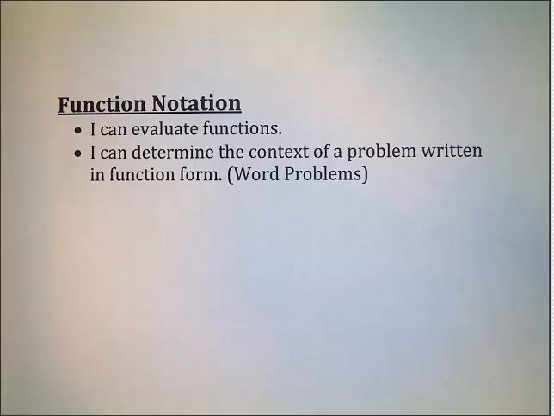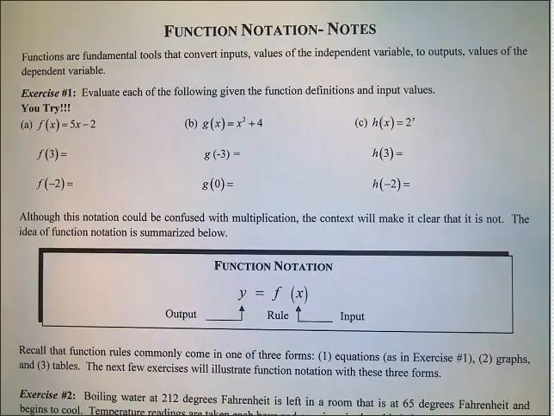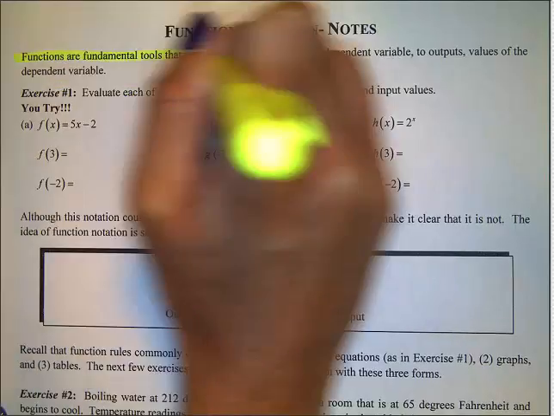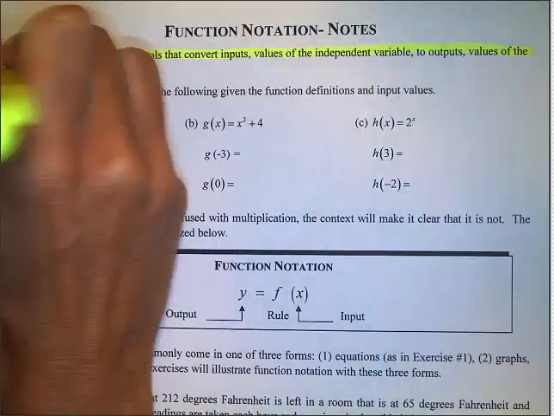This lesson is on function notation. When you are done with this lesson, you should be able to evaluate functions and determine the context of a problem written in function form. Function notation. Functions are fundamental tools that convert inputs, values of the independent variable, to outputs, values of the dependent variable. So it's important: inputs are independent, outputs are dependent.